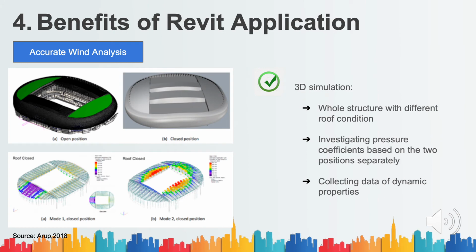Another benefit is that Revit can facilitate accurate wind analysis. Its feature of 3D simulation may help to grab the picture of the whole structure under different roof conditions. It may also facilitate the progress of investigating pressure coefficients based on the two positions separately. In addition, due to the retractable roof design, some data of dynamic properties describing the nature of frequency shall be collected.